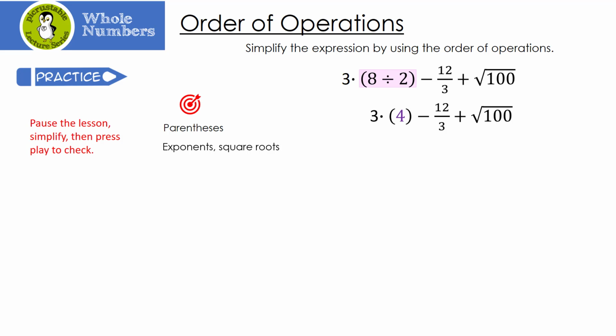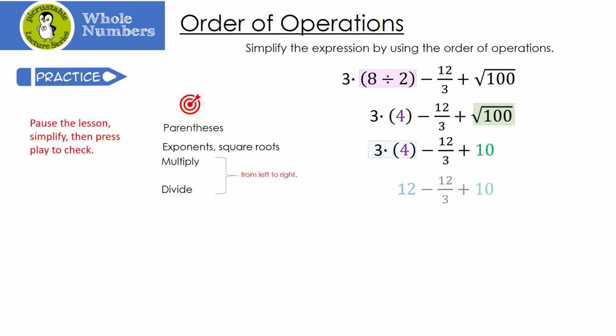Do we have any exponents or square roots? We sure do. The square root of 100 is 10. Do we have any multiplication or division? Yes. We start from the left. 3 times 4 is 12. Do you notice the division problem? Yeah, 12 divided by 3. That gives us 4. Then we're going to add and subtract left to right. 12 minus 4 is 8, and then 8 plus 10 is 18.